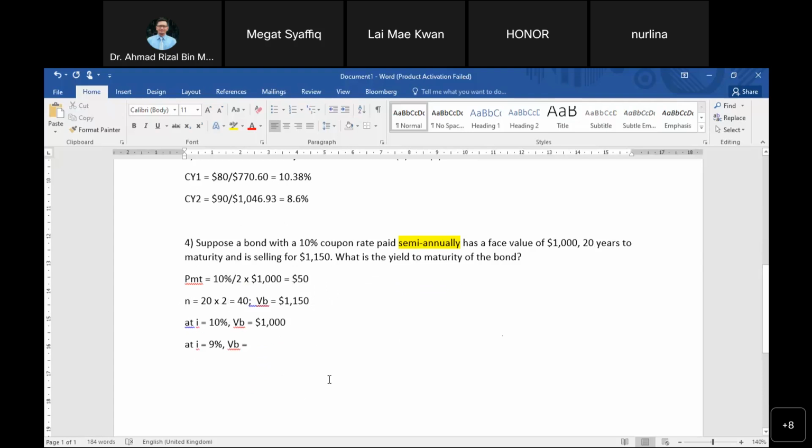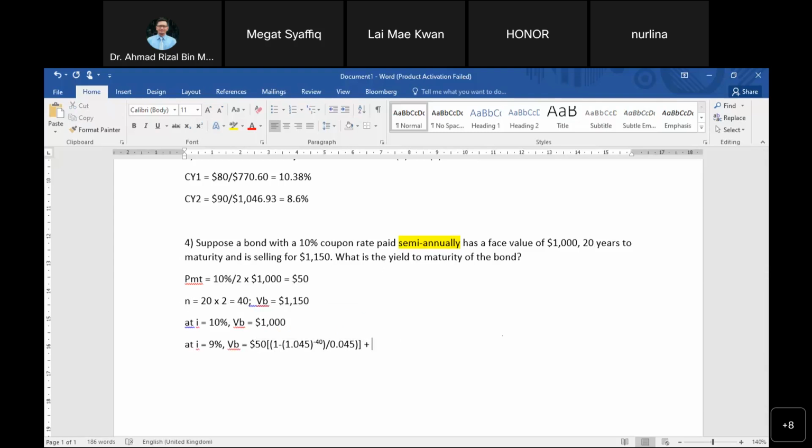So the PMT is $50. 1 minus, okay, 9% is 0.09. Don't forget to divide by 2 because this is semi-annual here. So 1 minus 1.045, because 9% divided by 2, to the power of your N, which is 40, so to the power of negative 40, all divided by 0.045. Do this first. This is the first term.